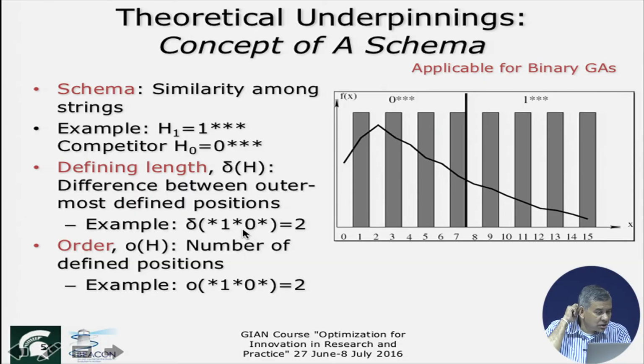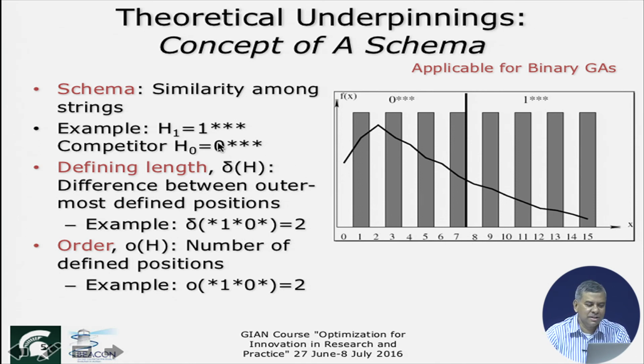So a schema represents a set of strings with certain similarities in them. For example, let's say I have a 4-bit string that represents a particular x. Then there are a total of 16 solutions with 4 bits, 2 times 2 times 2 times 2, and the decoded values are shown here. When you decode all zeros you get 0, when you decode all ones you get 15, and any other will come in between, always as an integer. We've seen that before. Now let's say I represent a schema.